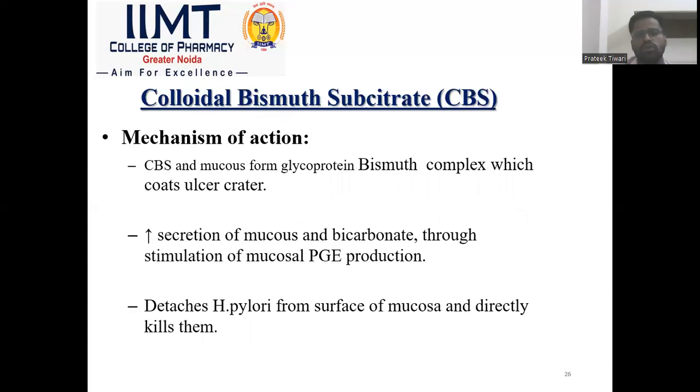Second, we are going to discuss colloidal bismuth subcitrate. The mechanism of action: CBS forms a glycoprotein-bismuth complex at the mucosa which coats the ulcer crater and increases the secretion of mucus and bicarbonate, because as we know, mucus and bicarbonate act as a defensive factor. This increase of mucus and bicarbonate secretion helps in the treatment of peptic ulcer. It also helps in the detachment of H. pylori from the surface and directly kills them.